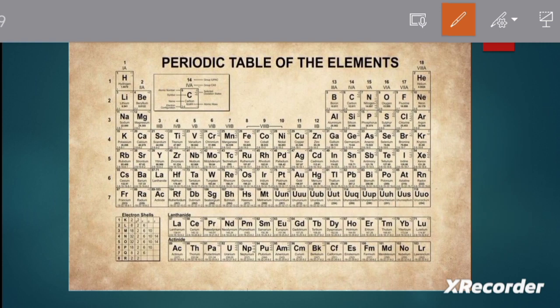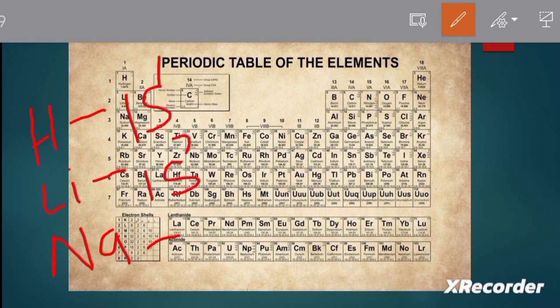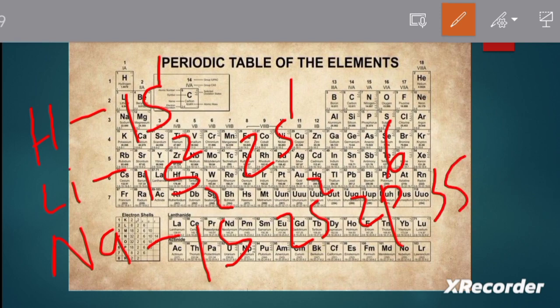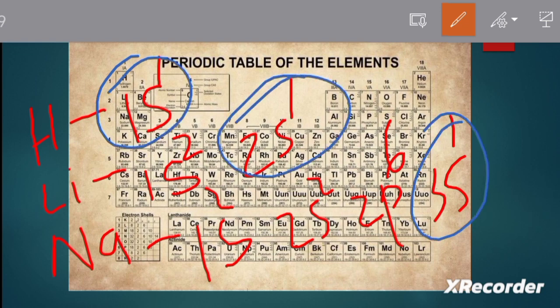So if we consider hydrogen, lithium, sodium, which belong to the same group of the periodic table, we will write their configurations to see the similarity. 1s1 configuration for hydrogen, 1s2 2s1 configuration for lithium, 1s2 2s2 2p6 3s1 configuration for sodium. You can see their valencies here: 1s1, 2s1, 3s1. We can write a common valency as ns1 representing this.